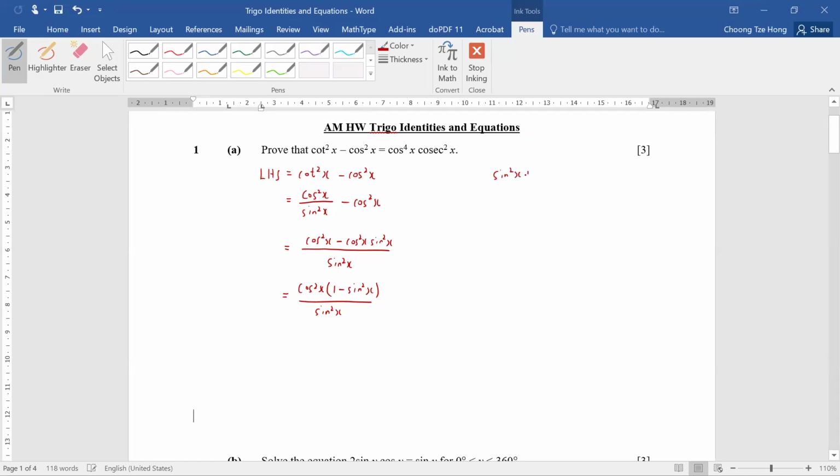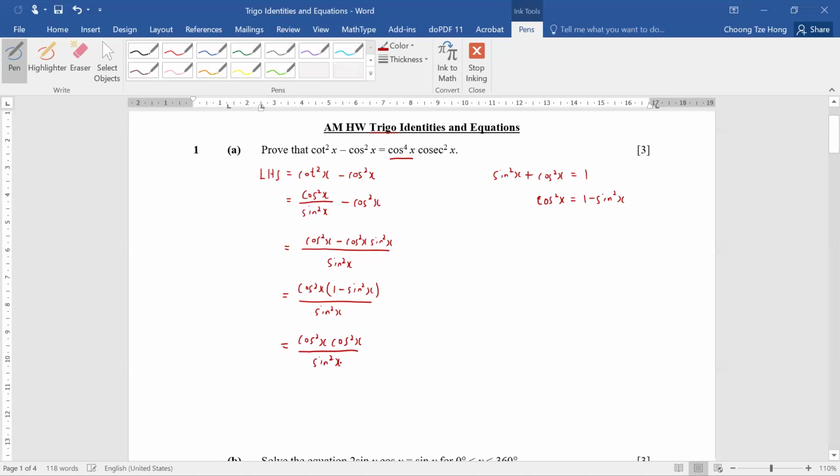Sine square x plus cosine square x equals to 1. So in this case, cosine square x will be 1 minus sine square x. So we can replace the 1 minus sine square x with cosine square x. And that is how this cosine power 4x comes about, right? So you need to be familiar with the identities in order for you to be able to plan forward your steps, right?